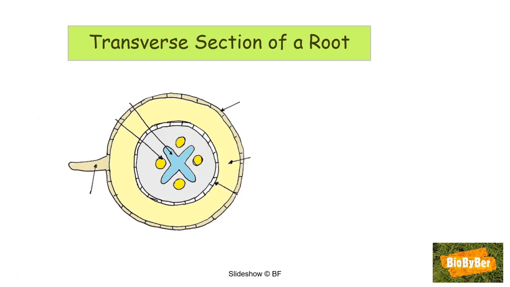Now let's have a look at a transverse section of a root. This means that we are chopping it across and looking into it. Now don't forget, a root is an example of an organ. So if we look into an organ, we would anticipate seeing tissues. So this is what we're going to see here, leading on to the fact that tissues are made of cells.